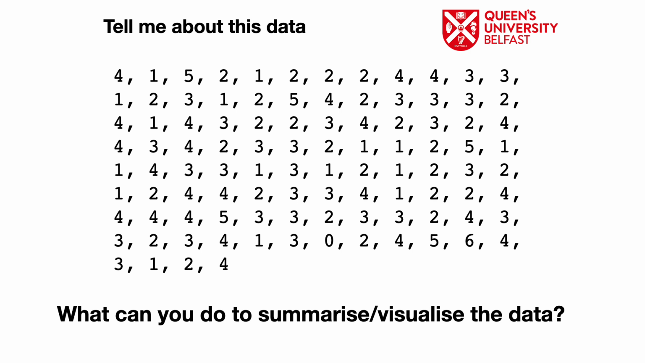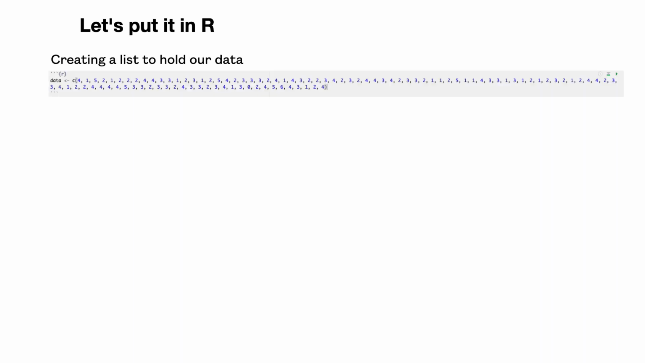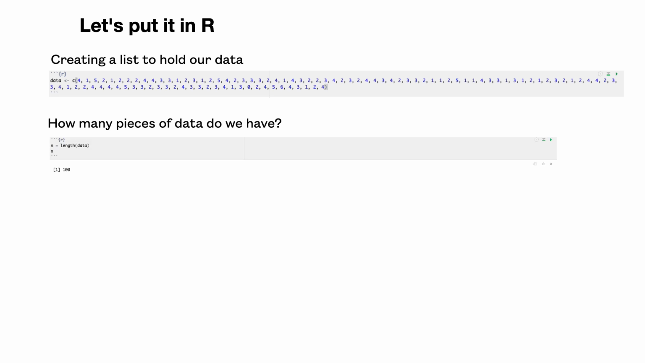Okay, so let's start analyzing this data with R. The first step we are going to take is that we're going to load this data into an R-style list using the commands that you've learned earlier in the semester. We can then do some of the analyses you hopefully came up with when we paused the video. For example, we can calculate how many pieces of data that we have by using the length command as shown here. R tells us that there are 100 data points here.